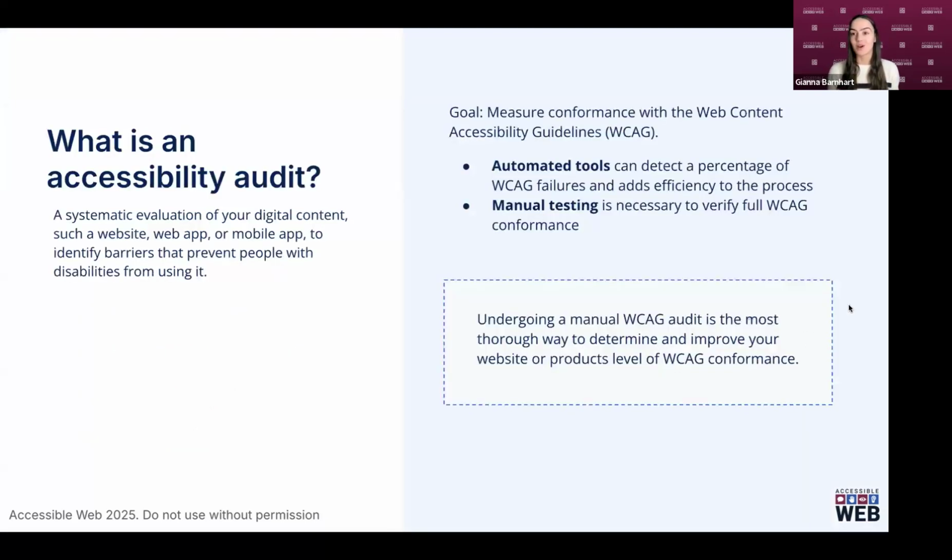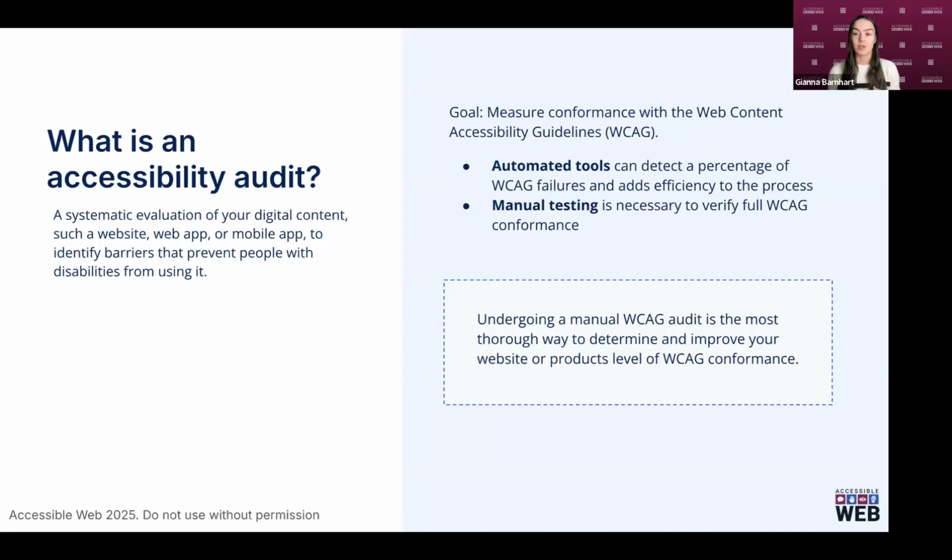So what is an accessibility audit? You may or may not be familiar with it, but it's the systematic evaluation of your digital content. This is a website, web app, or mobile app, to identify barriers that prevent people with disabilities from using it. And the goal of an audit is to measure conformance with the Web Content Accessibility Guidelines. Undergoing a manual WCAG audit is the most thorough way to determine and improve your website or product's level of WCAG conformance.